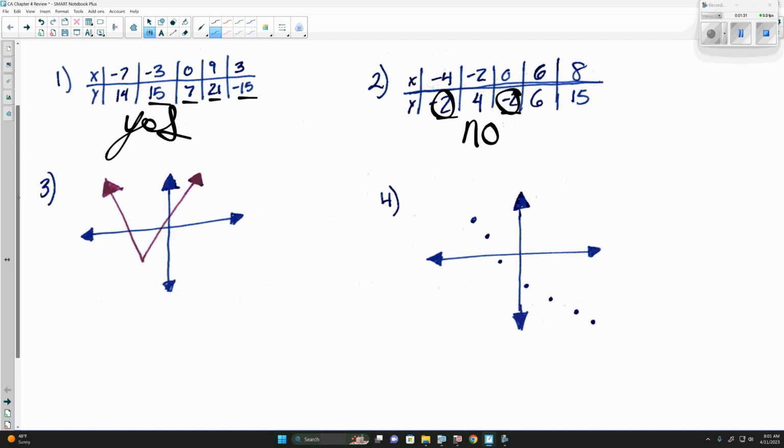Now graphically, we're doing essentially the same thing, but we call it the horizontal line test. If we can draw a horizontal line and it crosses at more than one point, then it would not be one-to-one. So this here would be no, because there's multiple places where it crosses more than once. If we look at number 4, at any of these points, there's only one of them at any of the given spots. So this would be yes.